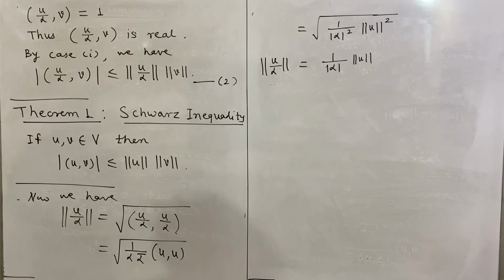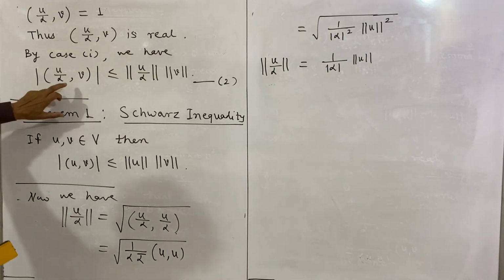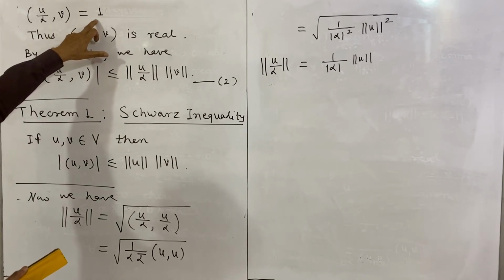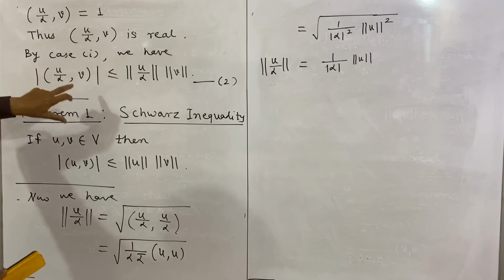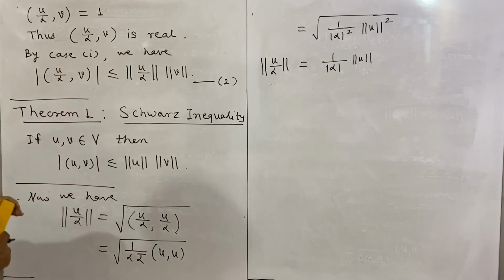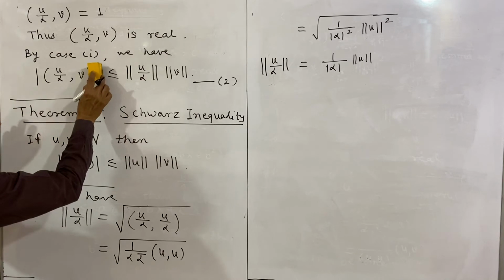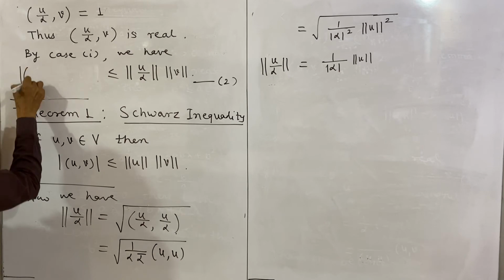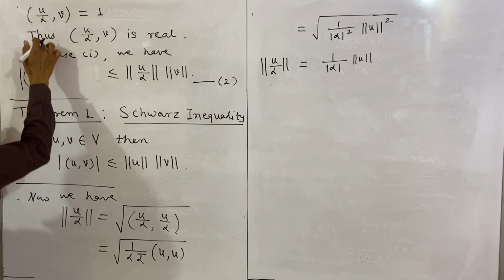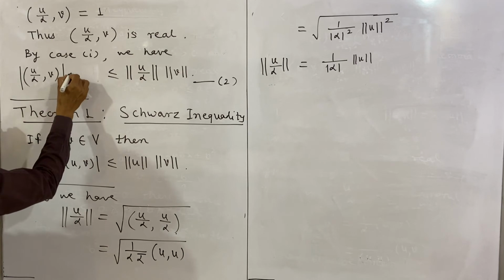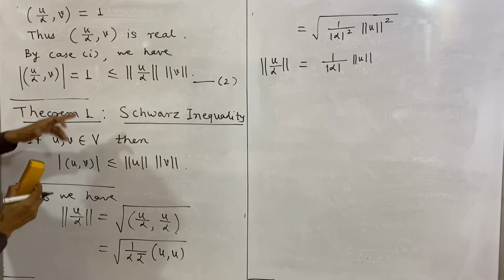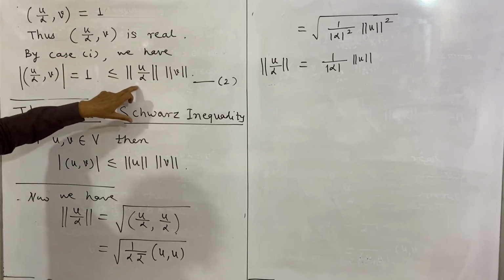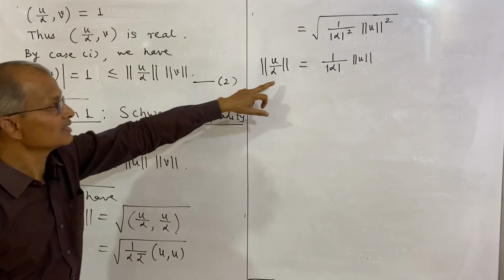One more thing we should note is that we have taken the mod of this, but its value is 1, and mod 1 is 1. So on this side, the absolute value of the inner product of u upon alpha and v is equal to 1, and the absolute value of 1 is 1. So 1 is less than or equal to this, and now we use this expression here.